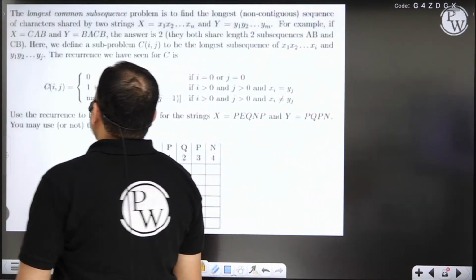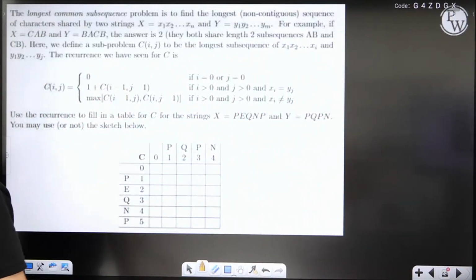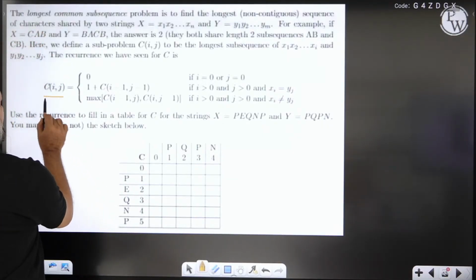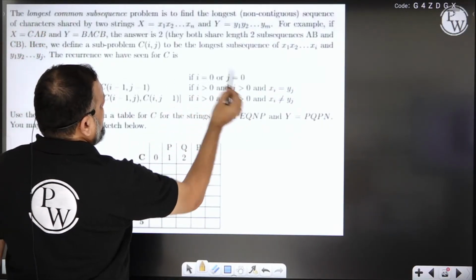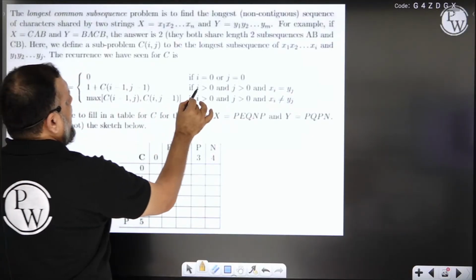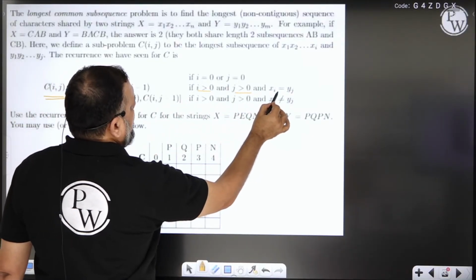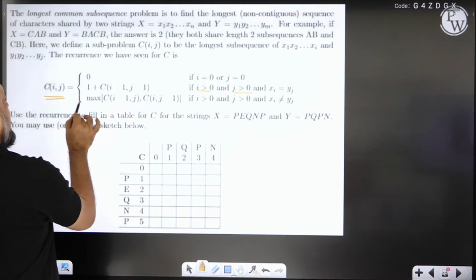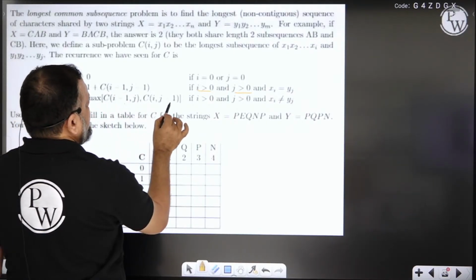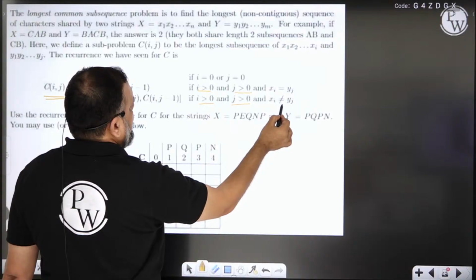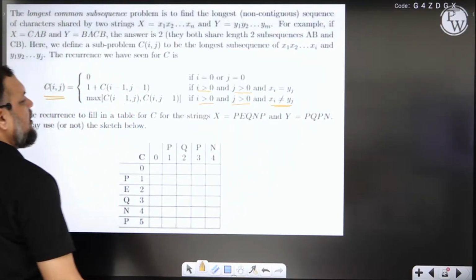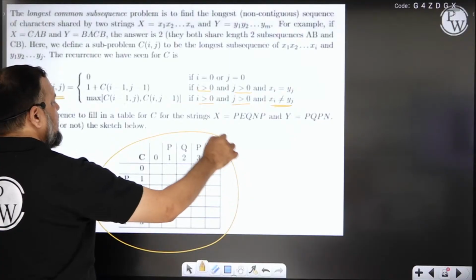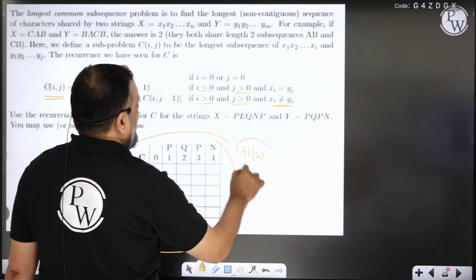I will also give you a homework on this basis. This is my homework for you. I have taken a realistic problem asked in some exam. Look at this. C of i j is equal to 0 if i is equal to 0 or j is equal to 0. It is 1 plus c of i minus 1, j minus 1 if i greater than 0, j greater than 0, and x of i is equal to y of j. Otherwise max of c of i minus 1, j and c of i, j minus 1, if i is greater than 0, j is greater than 0, and x of i is not equal to y of j. You need to fill up this matrix. Please, boys and girls, take this as homework and work out as a matter of practice.